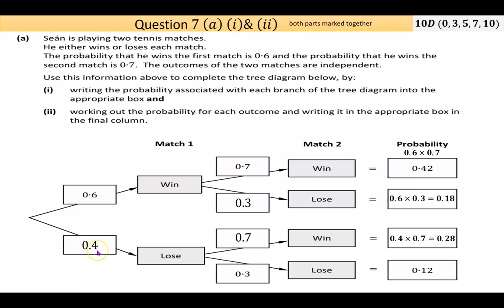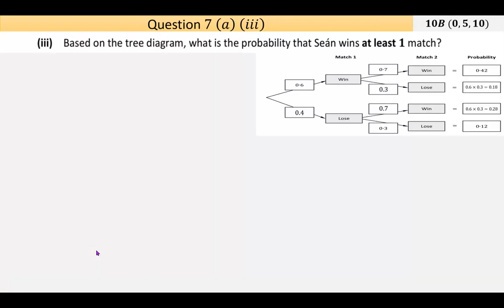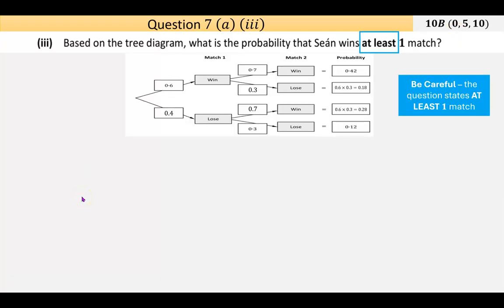Okay, at least that. Right, so the next question here, part 3, says, based on the tree diagram, what is the probability that Sean wins at least one match? Now, I've screen grabbed in the tree diagram from the previous part with the answers, and this is a 10B scale. So we look here at the answer. We need to be careful because the question states he wins at least one match.